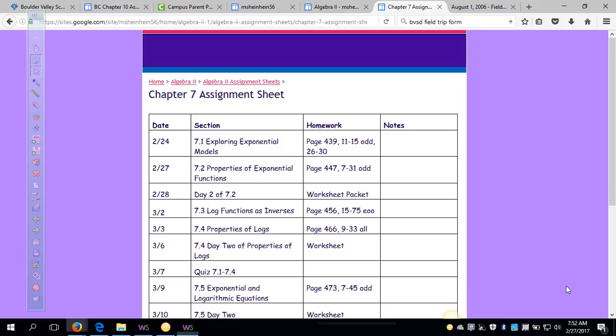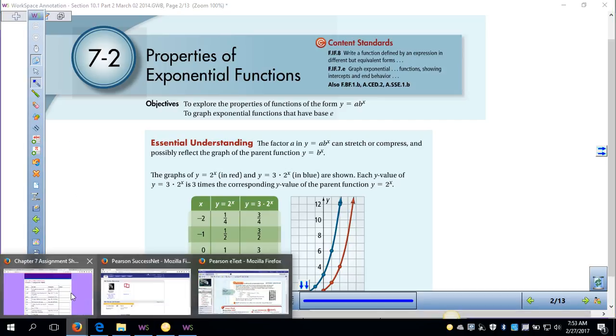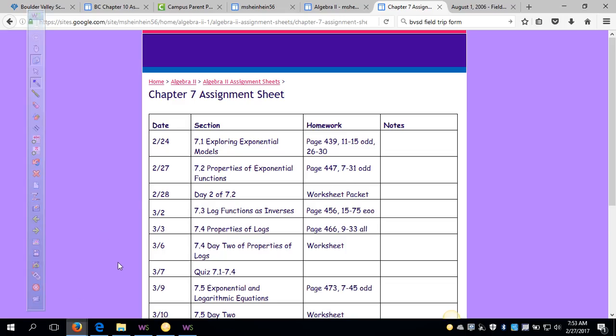All right, so we're starting with section 7.2 today, looking at properties of exponential functions. Homework is page 447. What was it? 7 through 31 odd? 7 through 31 odd. All right.